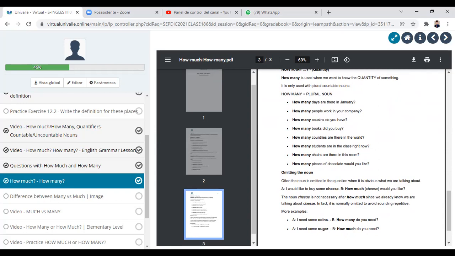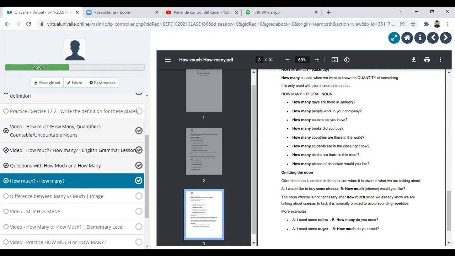How many cousins do you have? How many books do you buy? How many countries are there in the world? How many students are in the class right now? How many chairs are there in this room? How many pieces of chocolate would you like?